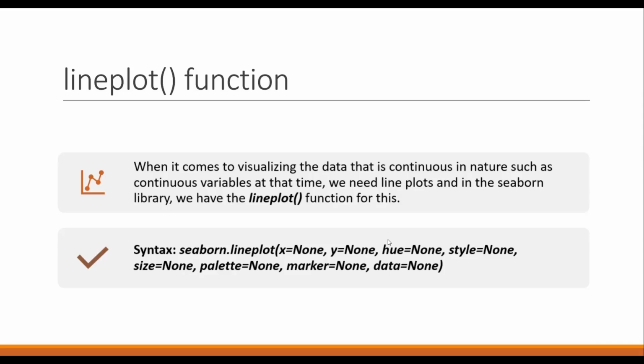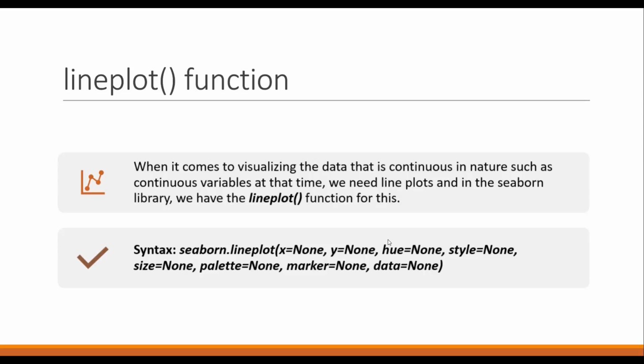But when it comes to visualizing data that is continuous in nature, such as a continuous variable, at that moment we need a line plot. And in the Seaborn library, we have a line plot function for plotting the lines. The syntax of this function is seaborn.lineplot, and in parentheses we pass different parameters.